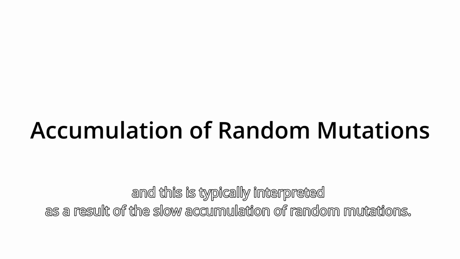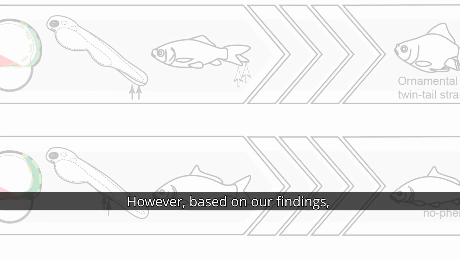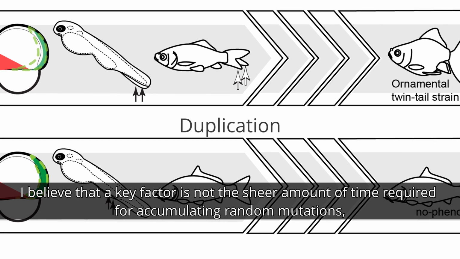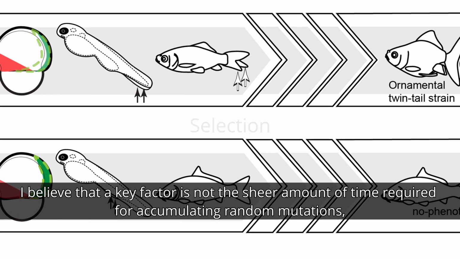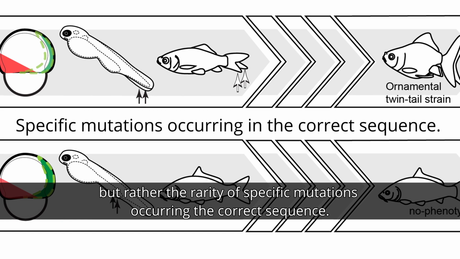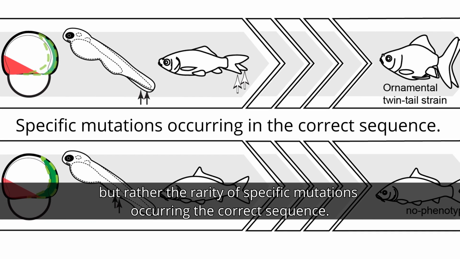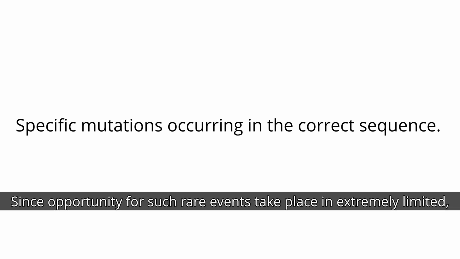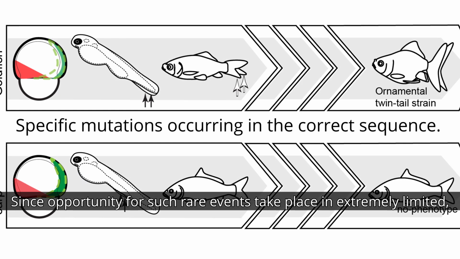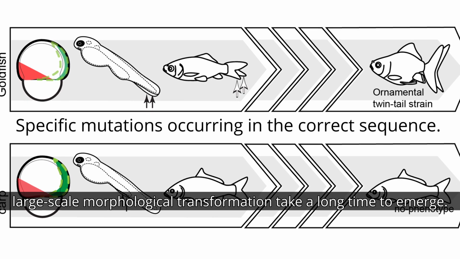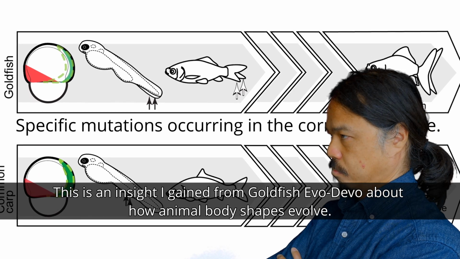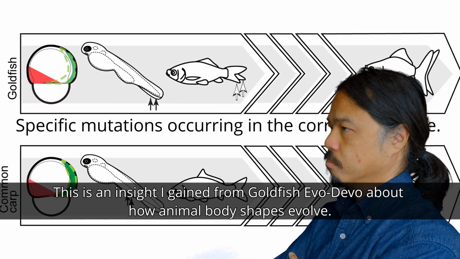It is often said that large-scale evolutionary changes take a long time, and this is typically interpreted as a result of the slow accumulation of random mutations. However, based on our findings, I believe that the key factor is not the sheer amount of time required for accumulating random mutations, but rather the rarity of specific mutations occurring in the correct sequence. Since opportunities for such rare events to take place are extremely limited, large-scale morphological transformations take a long time to emerge. This is the insight I gained from Goldfish EvoDevo about how animal body shape evolves.